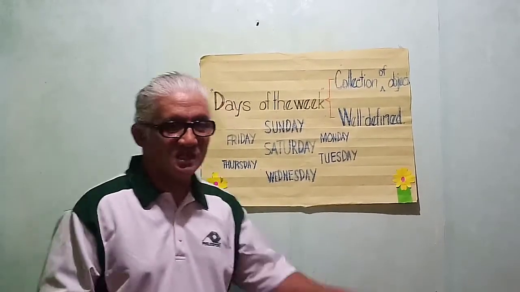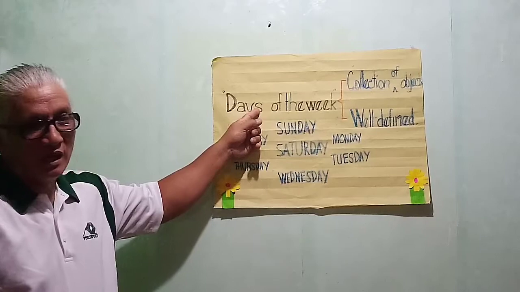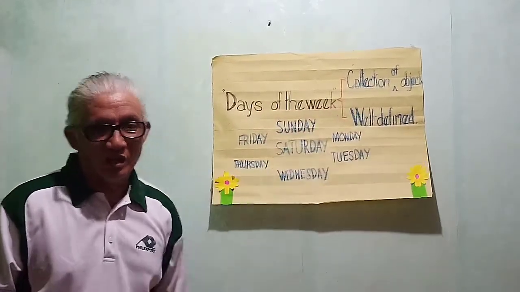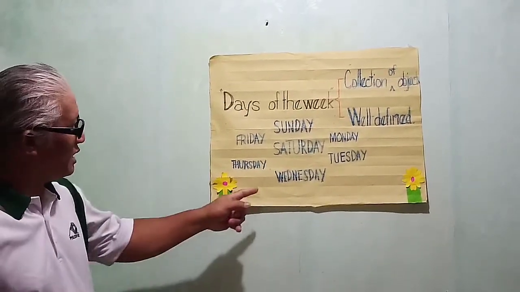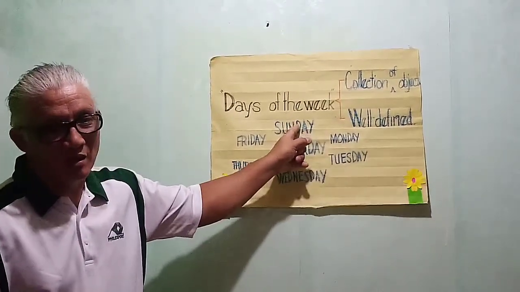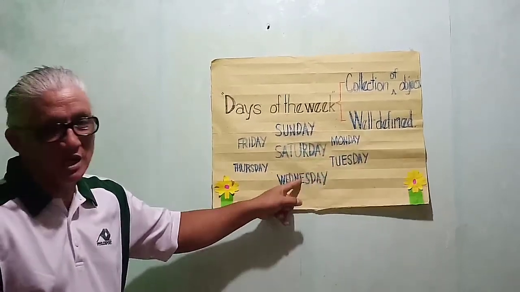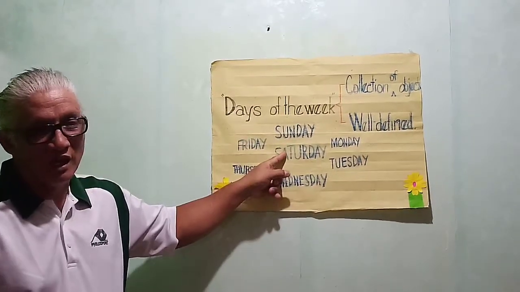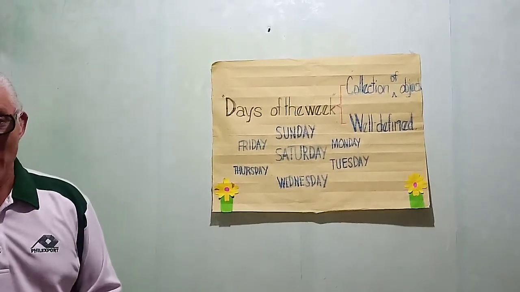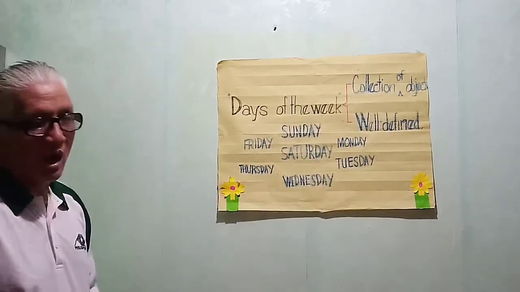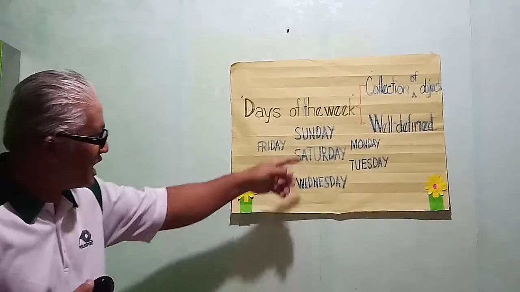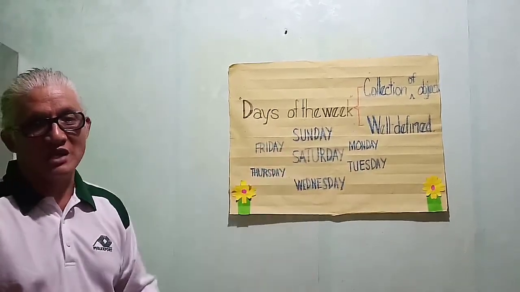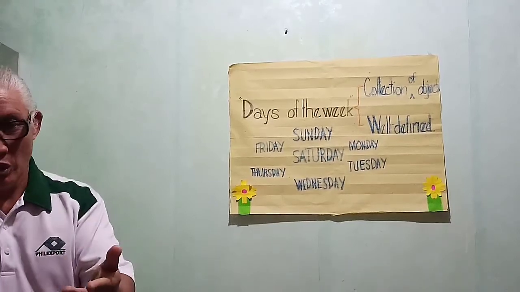Consider this. These are the days of the week. Is it a collection of objects? We know that the days of the week are Sunday, Monday, Tuesday, Wednesday, Thursday, Friday, Saturday. So it is a collection of objects. Now, is it well-defined? I know that the days of the week are Sunday, Monday, Tuesday, Wednesday, Thursday, Friday, and Saturday. The answer remains the same for you.